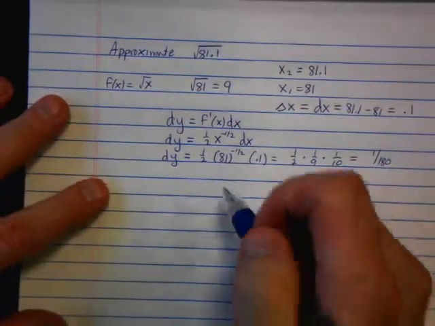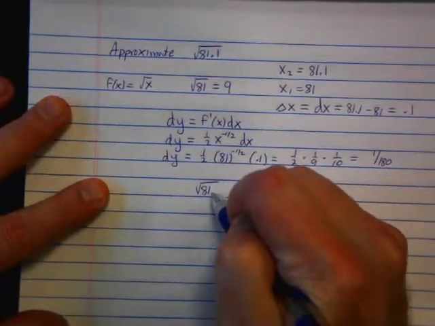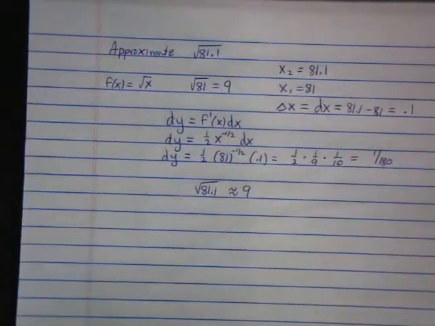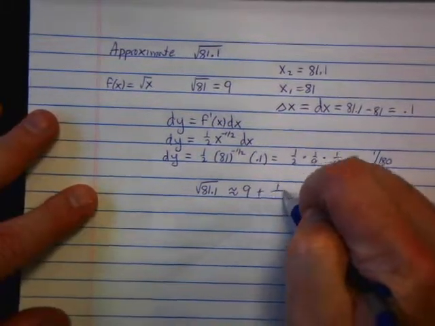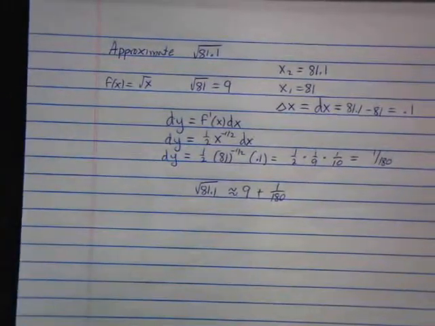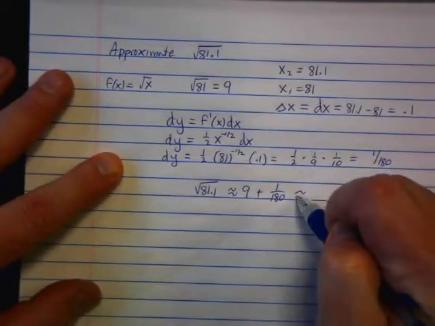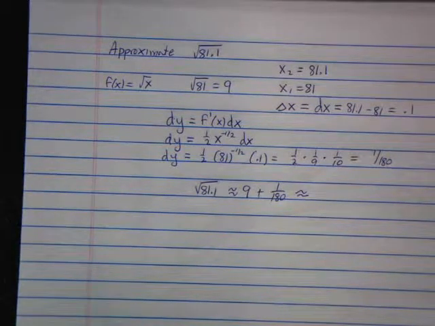All right, so here's my final answer. The square root of 81.1, you told me it's about 9, which I believe. How far off from 9 is it, approximately? About 1 over 180. All right, so just for fun, give me a decimal approximation for that. What's 9 plus 1 over 180?